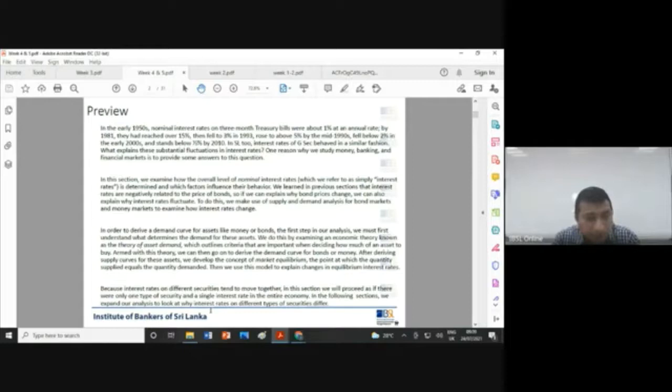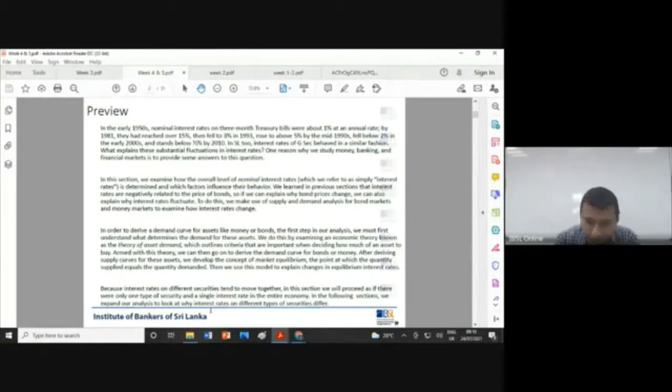To derive the demand curve for assets like money or bonds, because money market instruments are mainly money, and then of course bonds, which is more or less the capital market instruments, we take first steps in our analysis. We first understand what determines the demand for assets. We look at the demand for assets concept, through which we will try to understand what's driving the demand for financial assets. Like what's driving the demand for the shoes that you like to wear. Similarly, what drives the demand for financial assets?